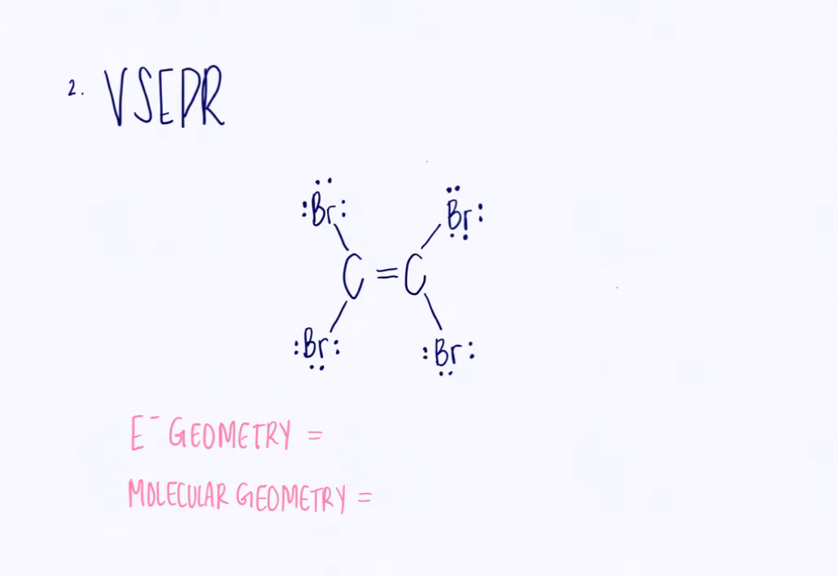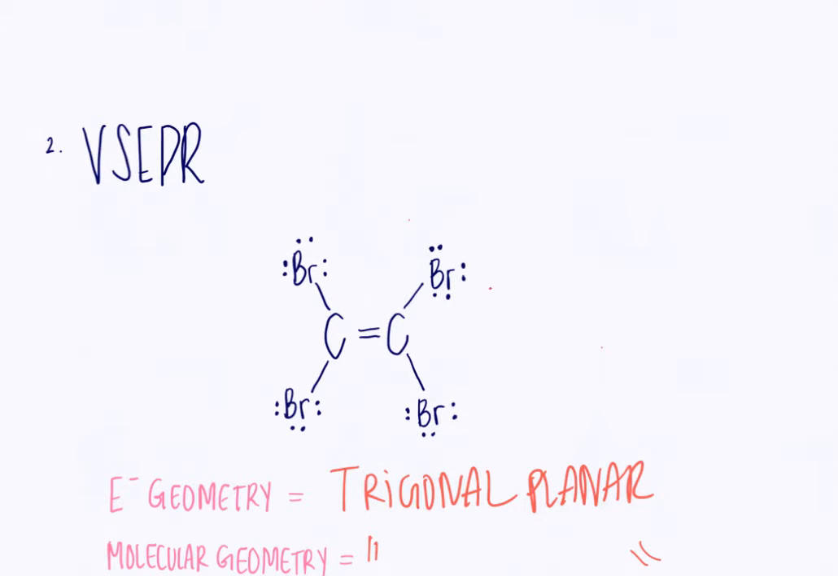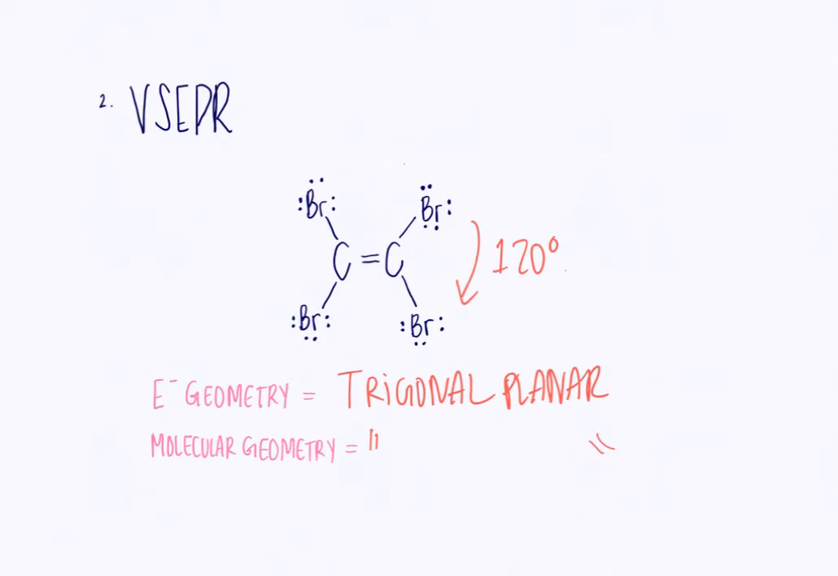Now that we know that there are 3 electron pairs around the central atom, which is carbon, the electron geometry for this is trigonal planar. And the molecular geometry for this is also trigonal planar. So since we know it's a trigonal planar shape, we know its bond angle, which is 120 degrees between the 2 bromines. Since we know the geometric arrangement, we can also determine its hybrid orbital, and its hybrid orbital in this case is sp2.